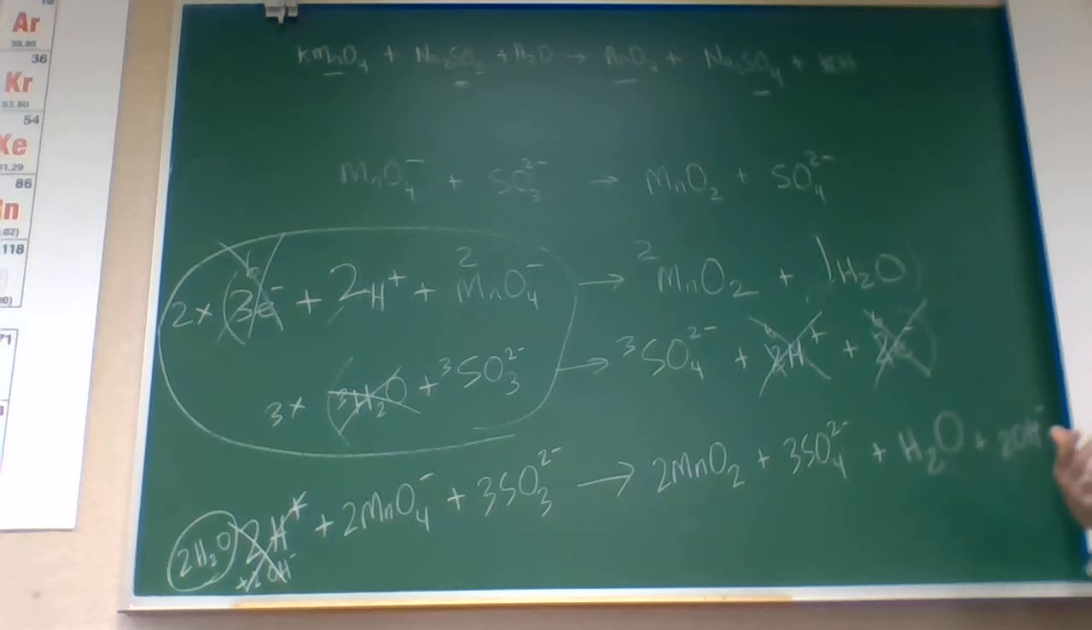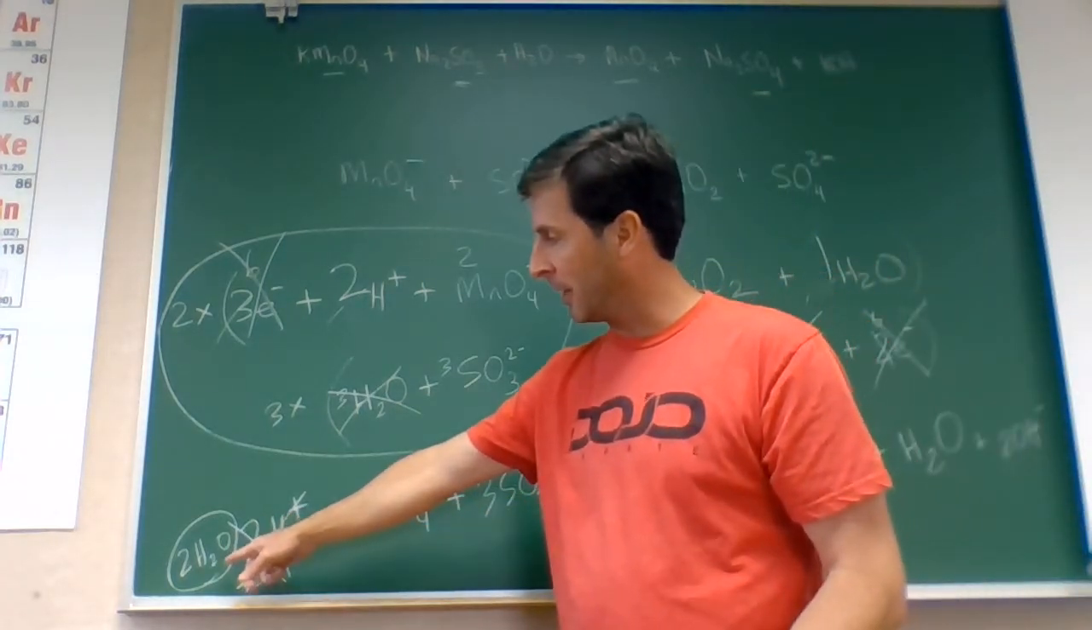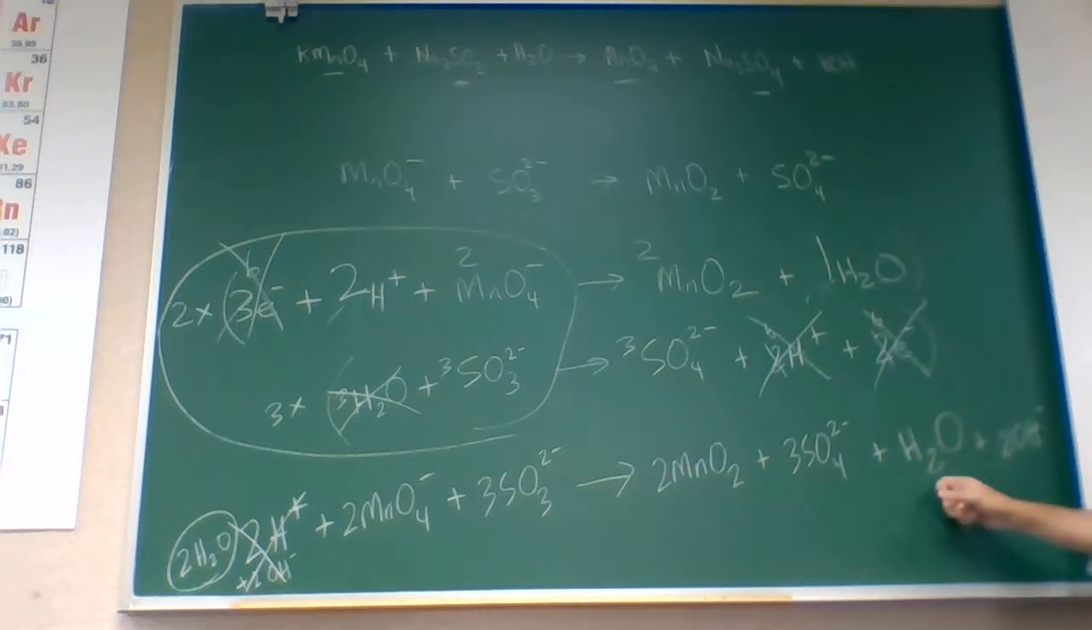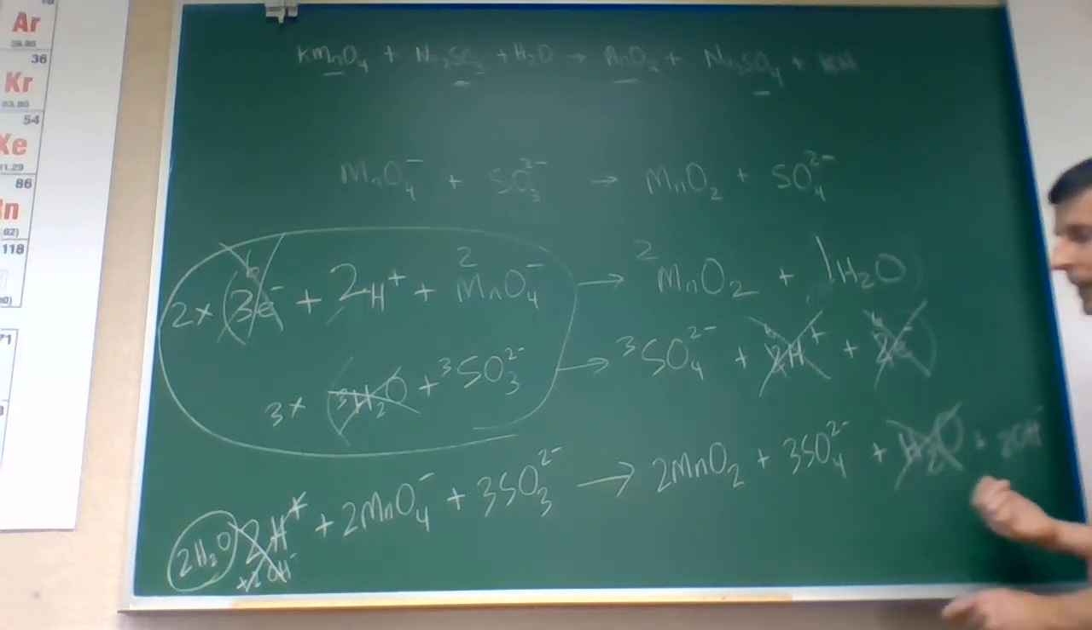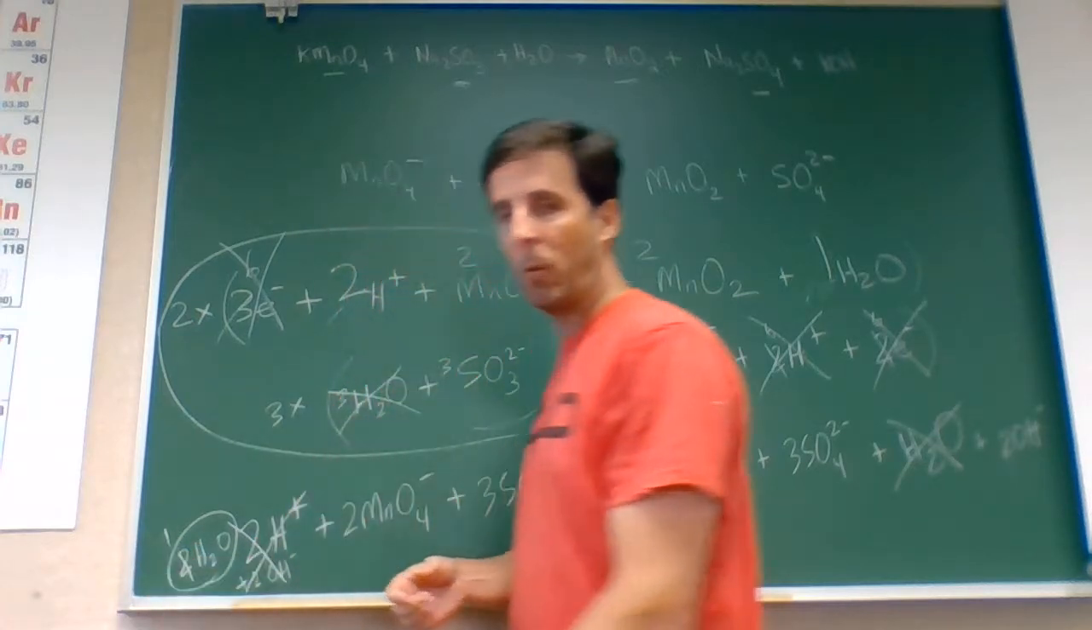And then the last thing, I just created some more water. 2 waters on the left. I already had 1 water on the right. So again, I gotta get rid of the smaller one. The 1 water is gonna go away. Take 1 away on this side. I need to take 1 away over here also. That's gonna become a 1.